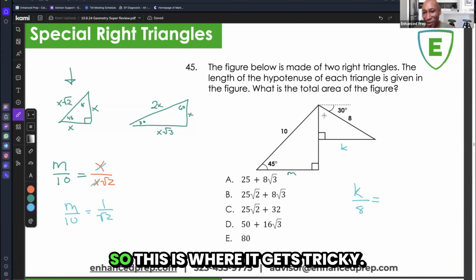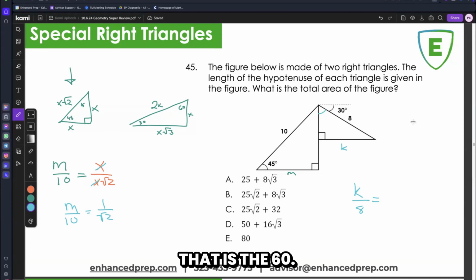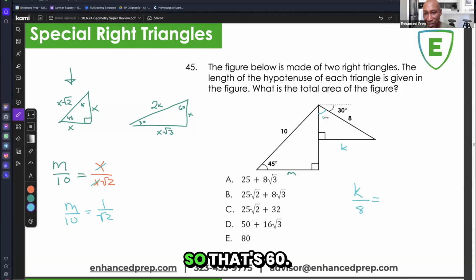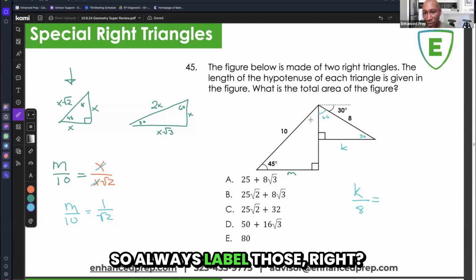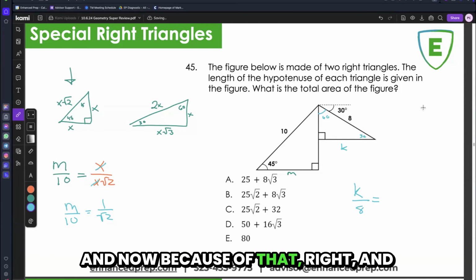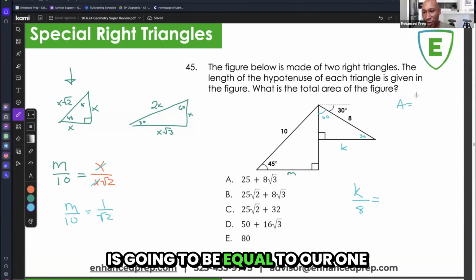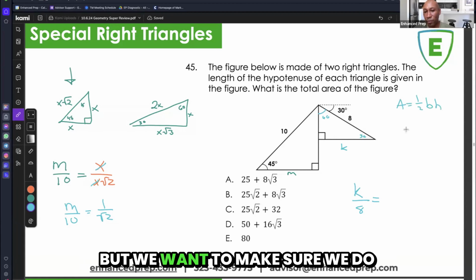So yes, right. So this is where it gets tricky, right? What is this angle right here? That is the 60. So that's 60. This is 30. So always label those, right? And now because of that, we also didn't write out our area is going to be equal to 1/2 base times height, right? But we want to make sure we do that.